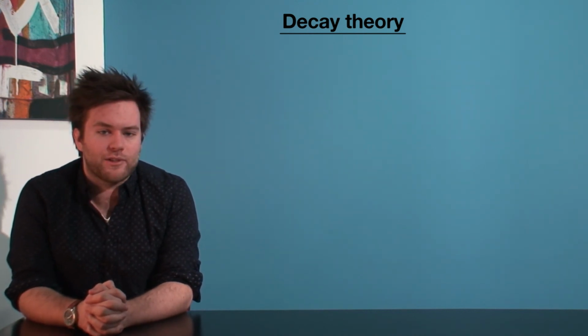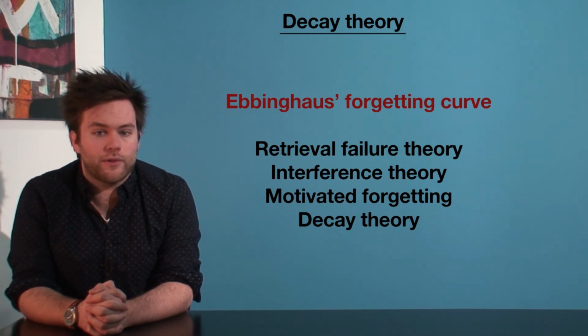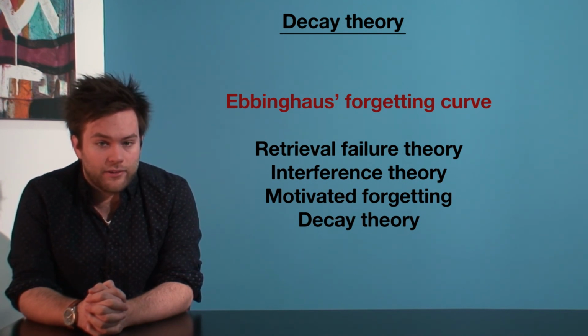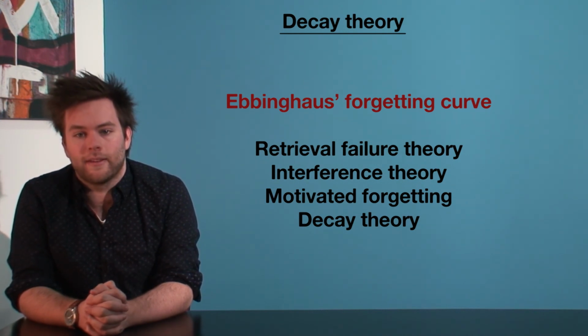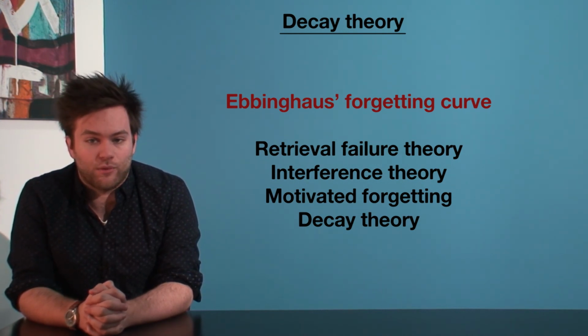So that wraps up forgetting. We have looked at Ebbinghaus's forgetting curve and 4 theories of forgetting: retrieval failure theory, interference theory, motivated forgetting, and now decay theory. Next up, we're looking at measures of retention.